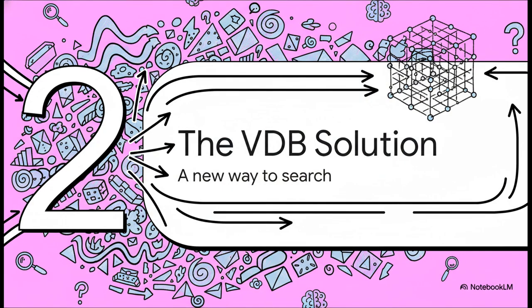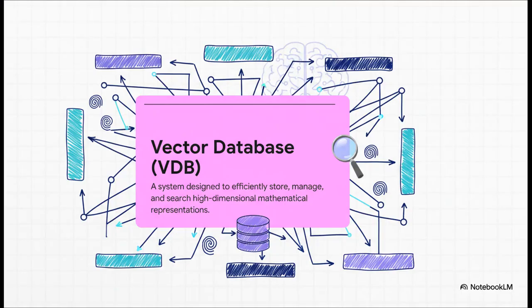So, to deal with this brave new world of unstructured data and searching for meaning, we needed a completely new kind of database, one that was designed from the ground up specifically for what AI needs to do. And that brings us to the vector database, or VDB for short. It's a really specialized system that's built to do one thing incredibly well: handle these things called vectors. Just think of a vector as a long string of numbers, like a mathematical fingerprint that perfectly captures the essence, the meaning of a piece of data.